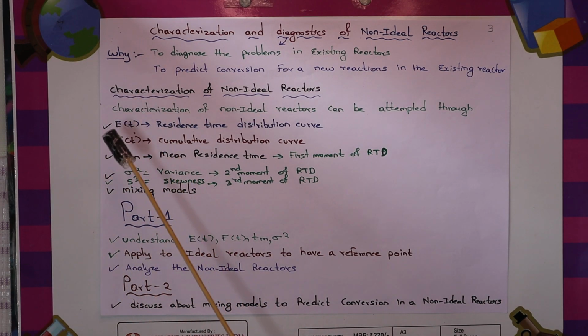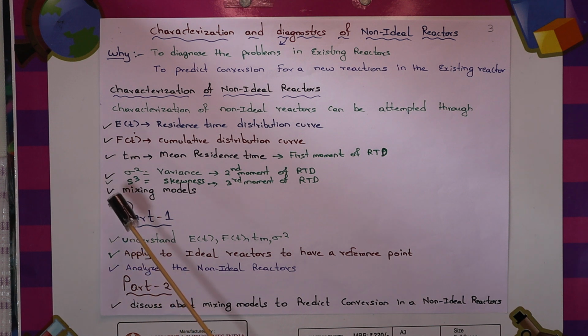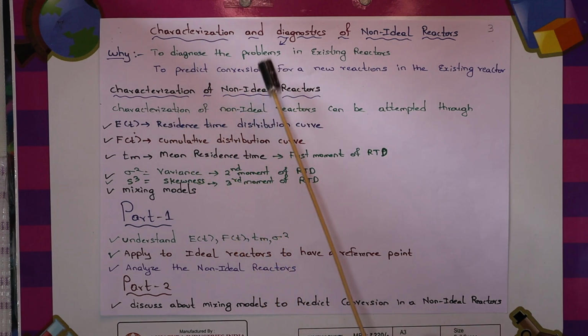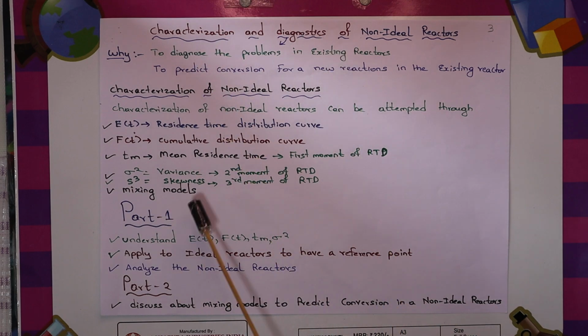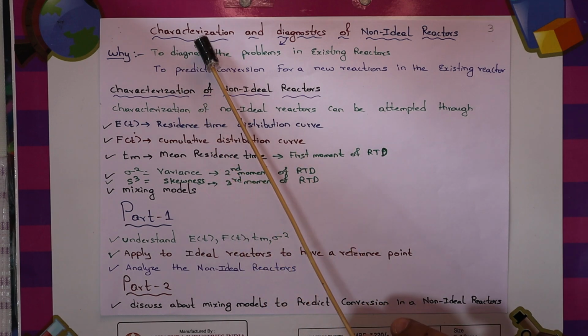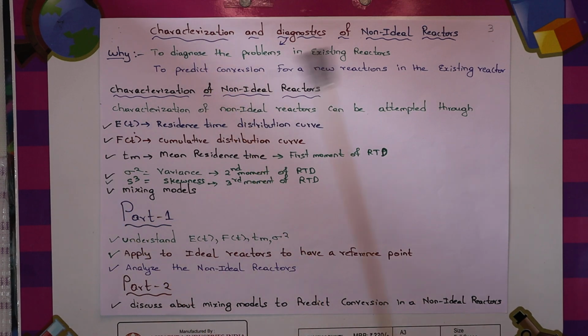Now let us focus on residence time distribution, among the three sets we have discussed just earlier. Kinetics we presume we already know. The second thing is to characterize and diagnose non-ideal reactors. That means first of all you need to identify the non-ideal reactors. Once you have identified how much non-ideality is existing, that is called characterization of the non-ideal reactor. Diagnostics means we need to identify what kind of non-ideality exists in a particular non-ideal reactor.